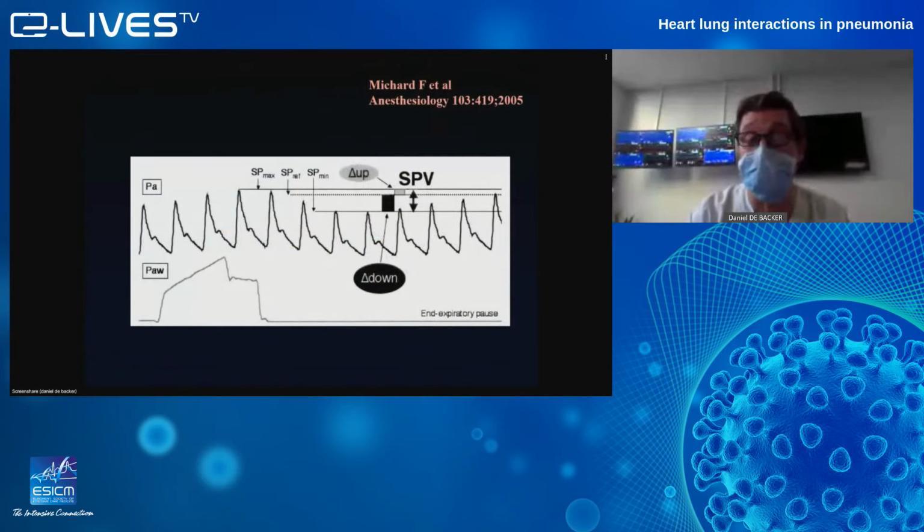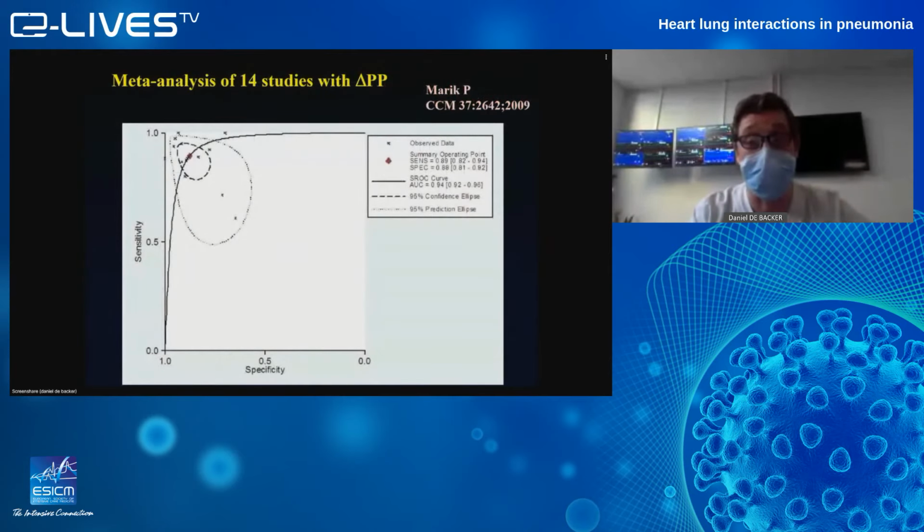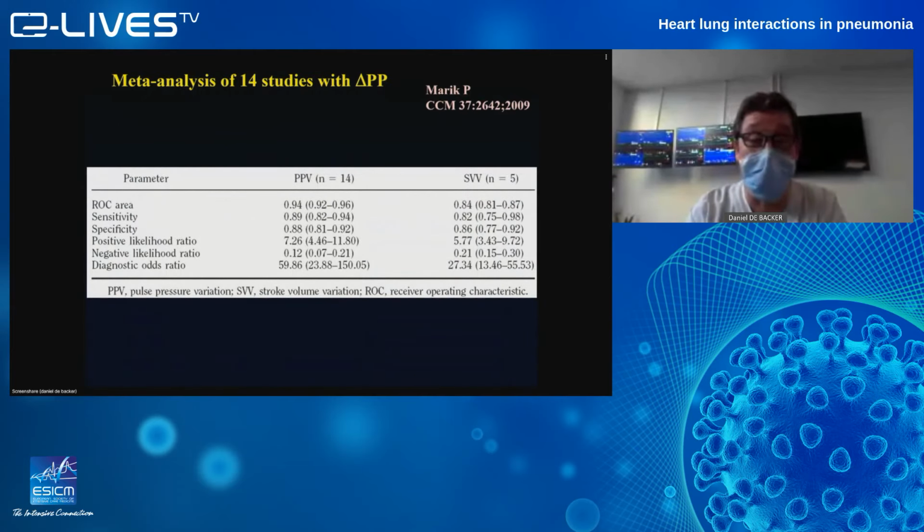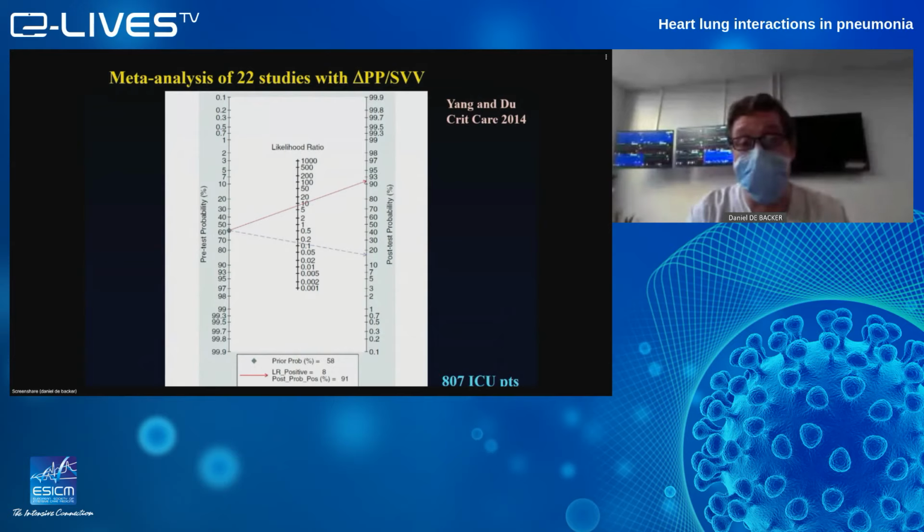But this can also be evaluated by several indirect means, including the pulse pressure variations, as described again by the Bicêtre group a few years ago. And several studies have shown that pulse pressure variation or stroke volume variations very nicely predict the response to fluids in many conditions, and that the ROC curve area is really nice in these conditions, and that the way these patients can be categorized as responders and non-responders is really well performed using these heart-lung interaction tests. And both the positive predictive value and the negative predictive value are very good in these conditions.